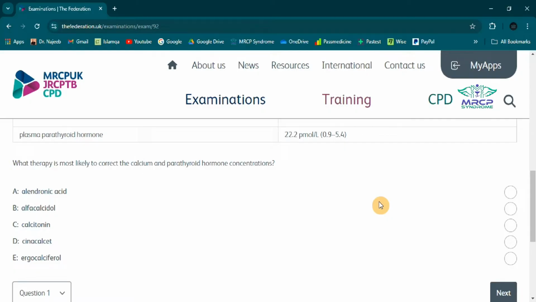What therapy is most likely to correct the calcium and parathyroid hormone concentrations? Alendronic acid, alfacalcidol, calcitonin, cinacalcet, ergocalciferol.